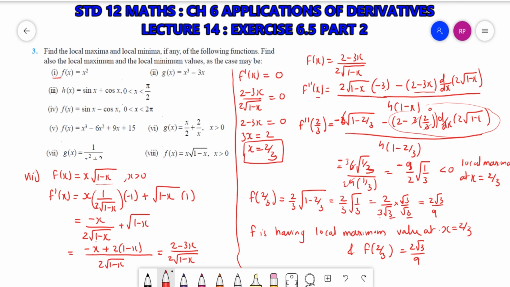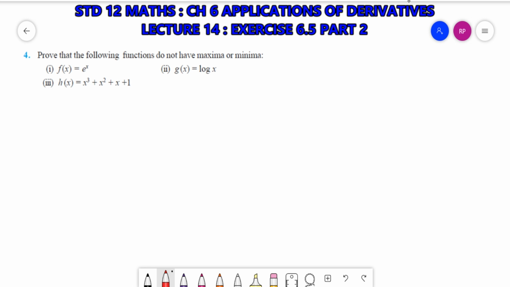Now let's move to the next question. Question number 4. Prove that the following functions do not have maxima or minima. So if we don't get any value such that f dash x equal to 0, it will not have any maxima or minima. So let's start with the first one. f of x is equal to e raised to x. f dash x will be again equal to e raised to x. Now whatever value of x we take, e raised to x will never be equal to 0. Hence no maxima or minima possible.